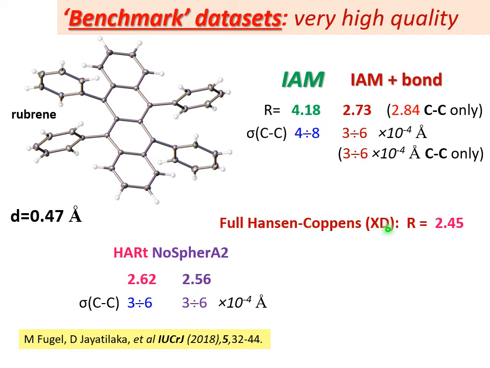So full Hansen-Coppens will give you an R factor of 2.45, HAR 2.62, recent calculation with NoSpherA2 gives 2.56. IAM gives 4.18, but application of scattering center drops it to 2.73. And even if we forget to do CH bonds, we are at 2.84. So we still have most of the improvement with our very simple model.